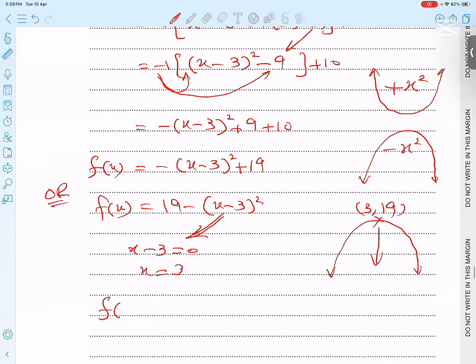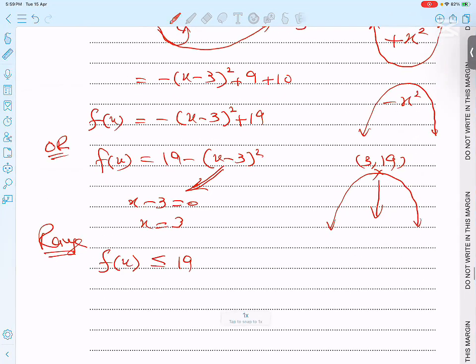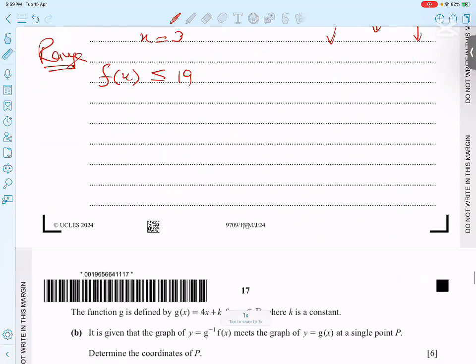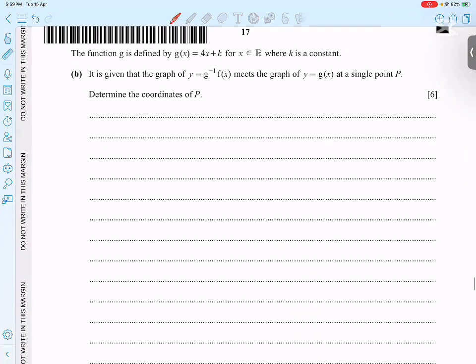So what is the range? This is the range: starting from 19 and going down. So let's go for the next part.